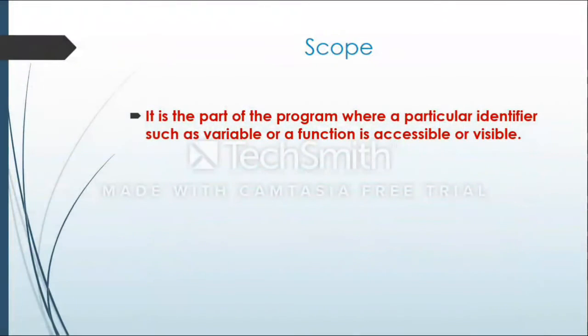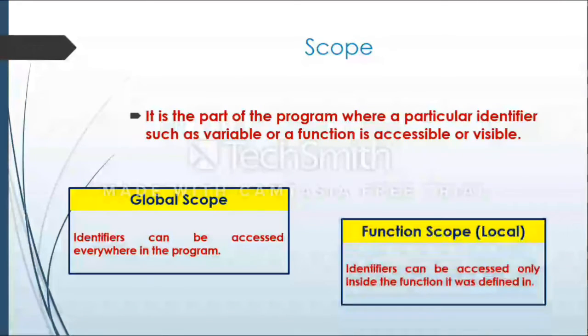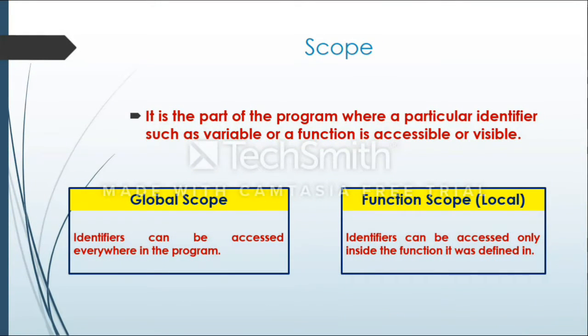Our next topic of discussion is scope. It is the part of the program where a particular identifier such as a variable or a function is accessible or visible. There are two types of scopes, global scope and local scope. Local scope is also called function scope. In global scope, identifiers can be accessed everywhere in the program, whereas in function scope, identifiers can be accessed only inside the function they were defined in. So, function scope is limited, whereas global scope is available everywhere in the program.